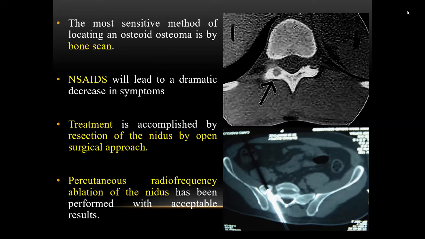Treatment is by resection of the nidus. When you remove the nidus, then everything will resolve. The pain and the deformity will be better. Percutaneous radiofrequency can be used in safe parts of the spine. So don't be very close to the nerves, otherwise it might be harmful.